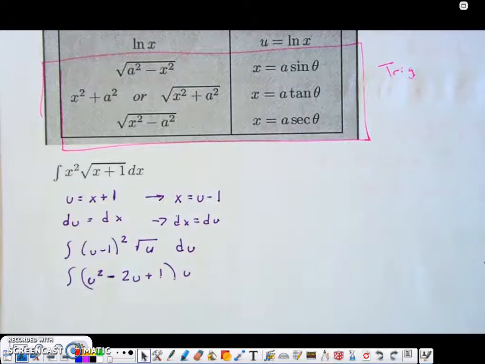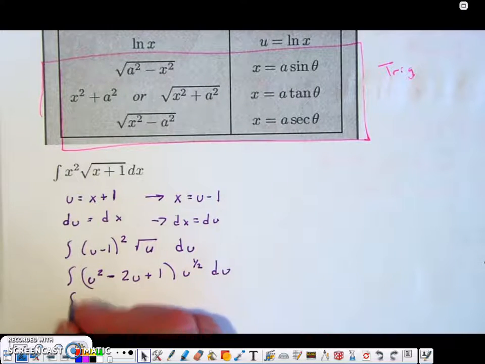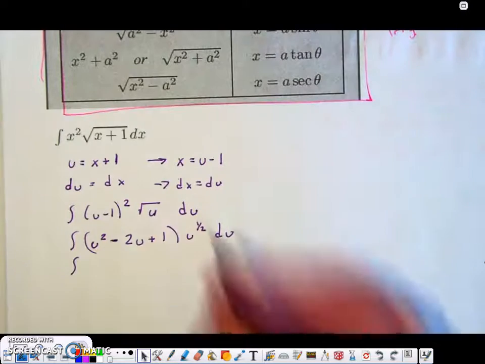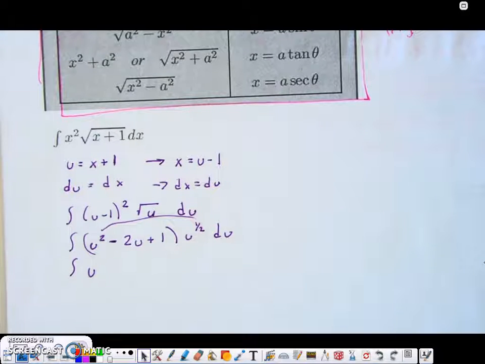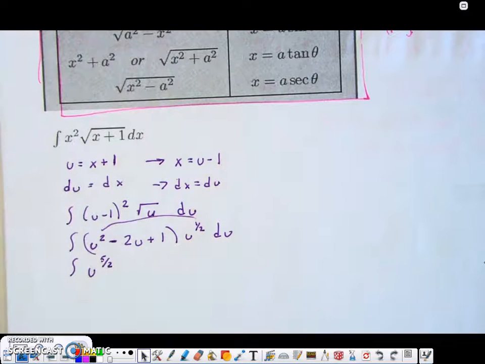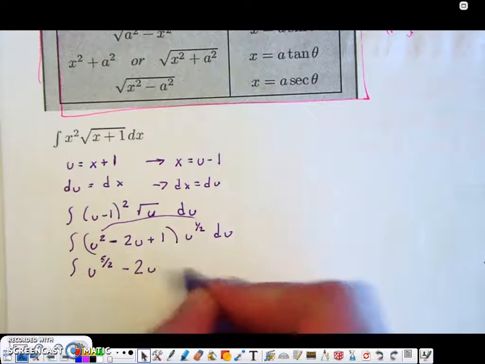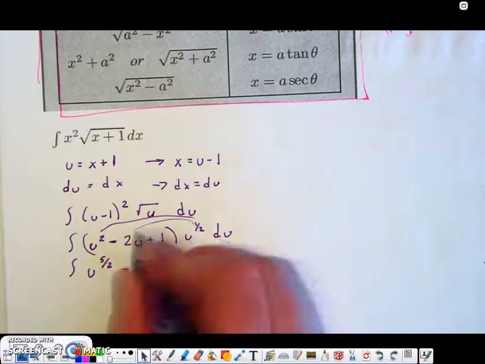And I'm going to write the square root of u as u to the what? And just go ahead and distribute, use power rule, substitute back in. So what is u squared times u to the 1/2? Good, u to the 5 halves. That was just 4 halves plus another half. And then minus 2u to the what? Good. And then just plus u to the 1/2.